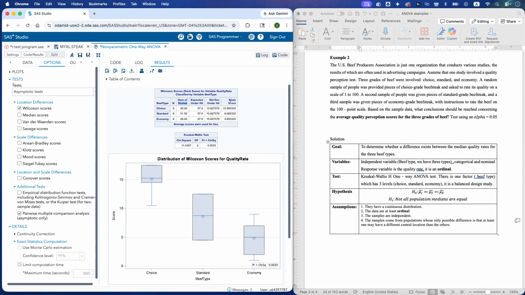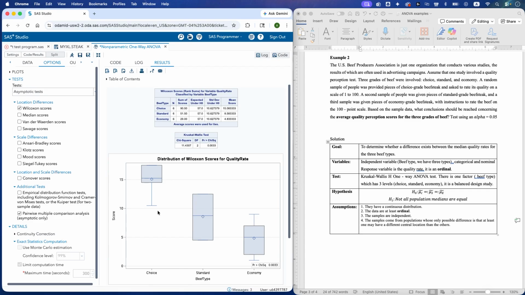Also, we have the mean score of the ranks. If you divide 90 over 6, you get 15. If you divide 51 over 6, you get about 8.5. If you divide 29 over 6, you get about 4.8, which is about 5. These are the mean scores of the ranks, and you can see them in the chart of the ranks. This is the choice, the distribution of the ranks of the choice. It's skewed, right?